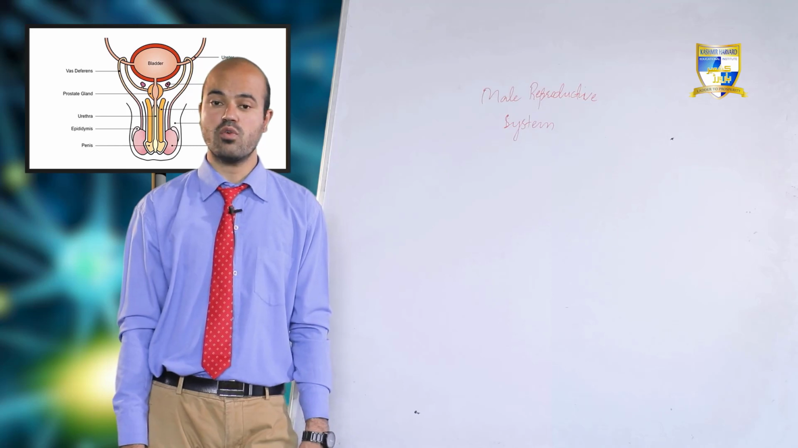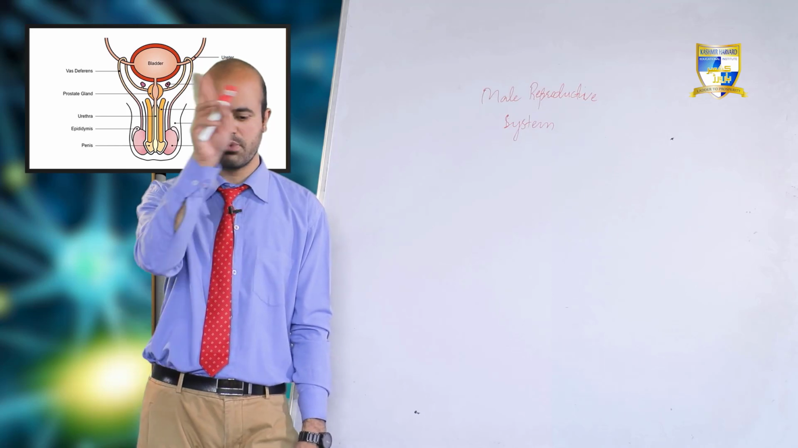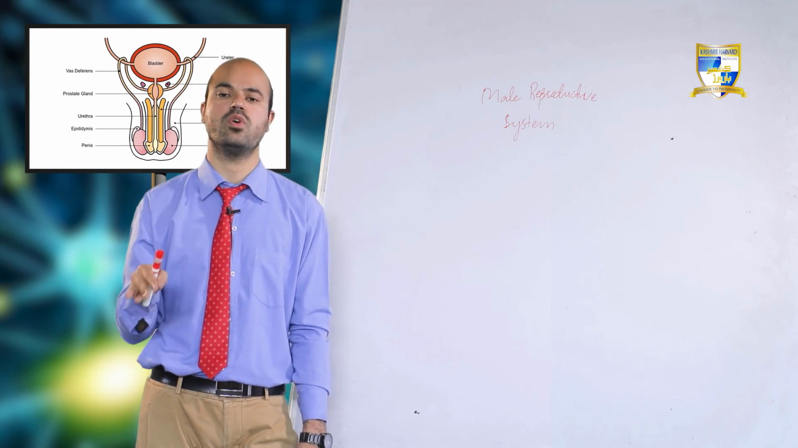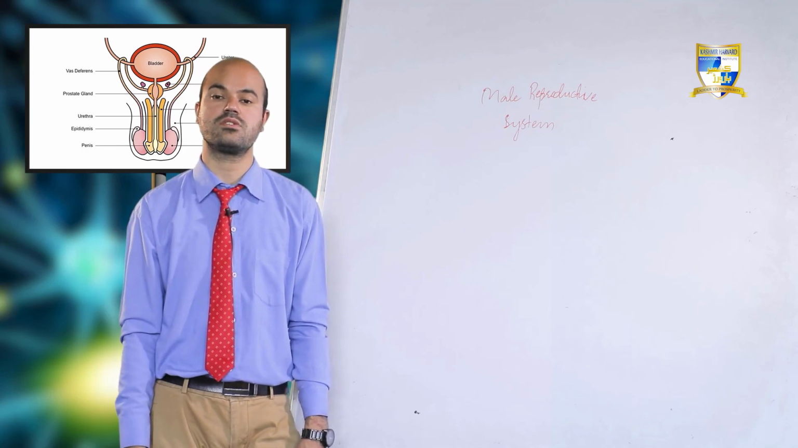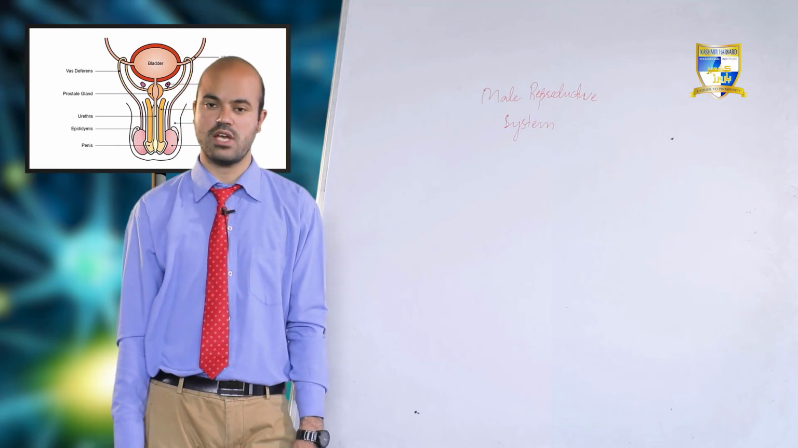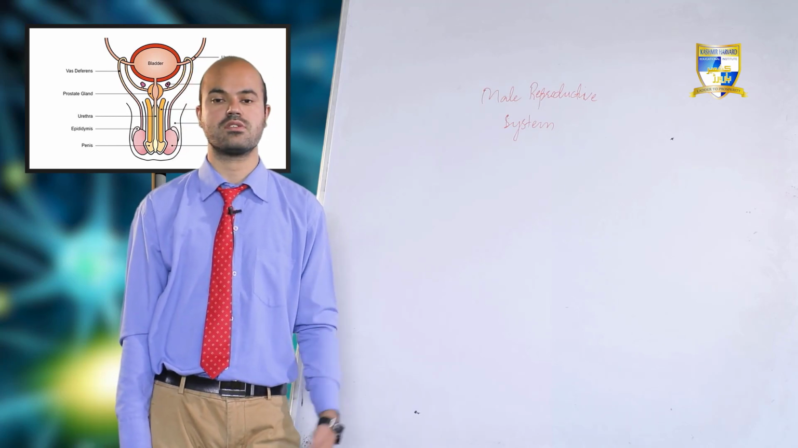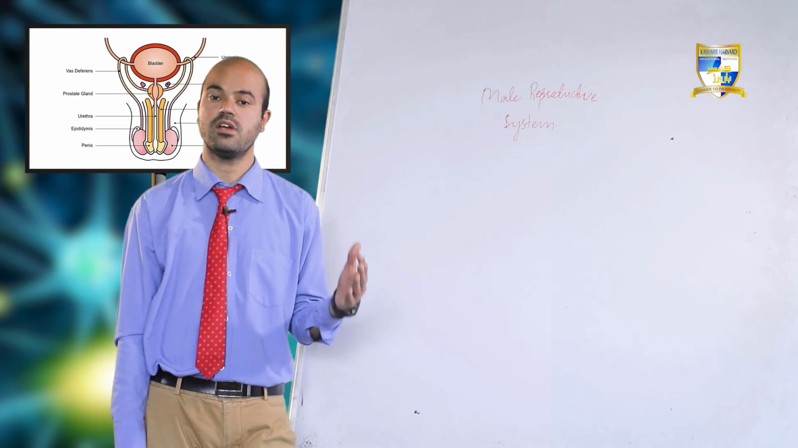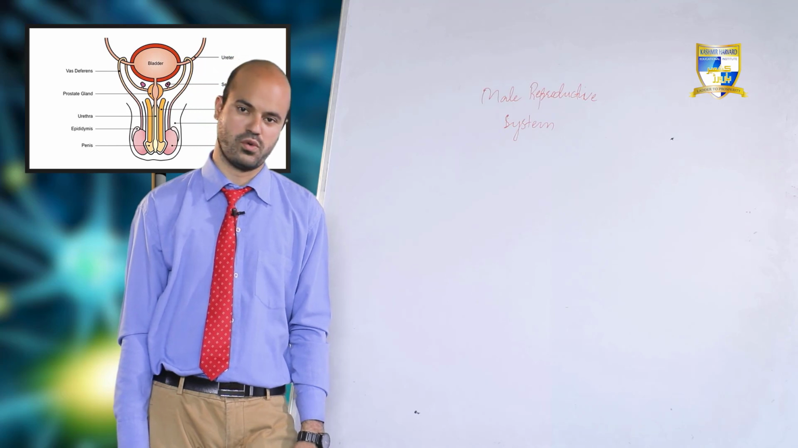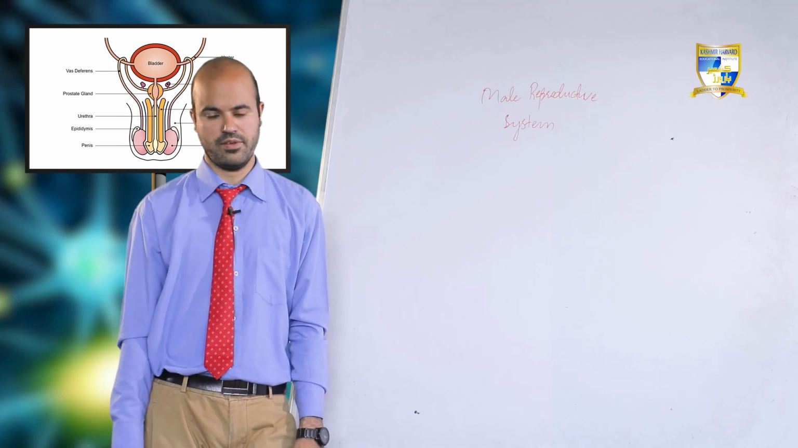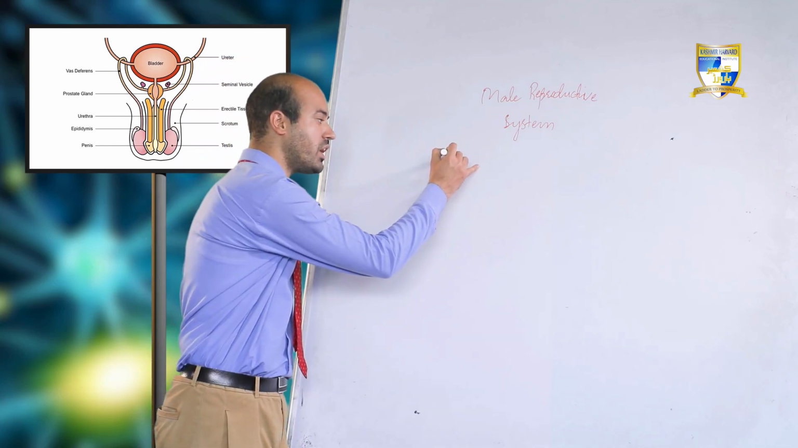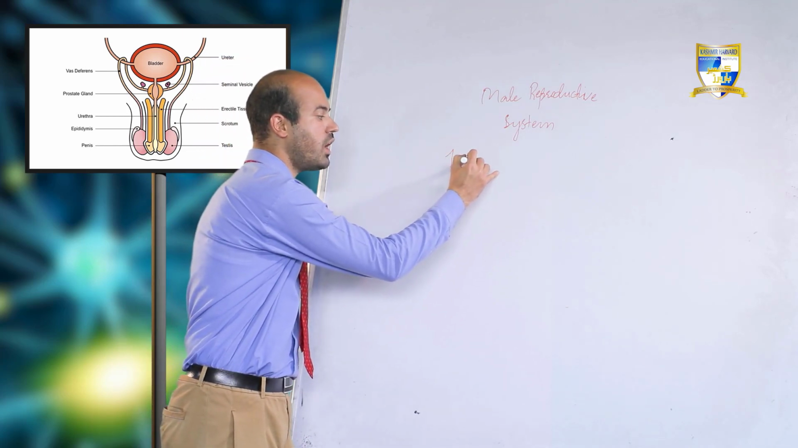And then outside, these seminiferous tubules are surrounded by connective tissue. In this connective tissue there is the presence of the interstitial cells of Leydig. Those interstitial cells of Leydig are the cells which secrete the male sex hormones called androgens, and the main male sex hormone, testosterone. Fine. Then outside, you will see these testes are surrounded by connective tissue called tunica albuginea.